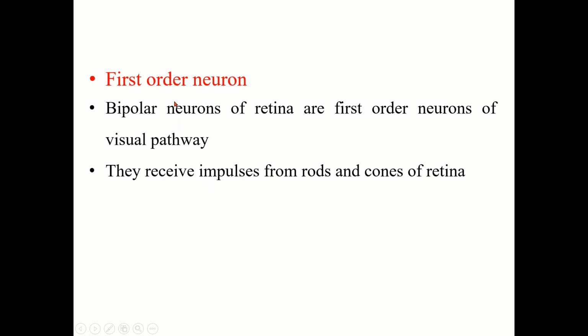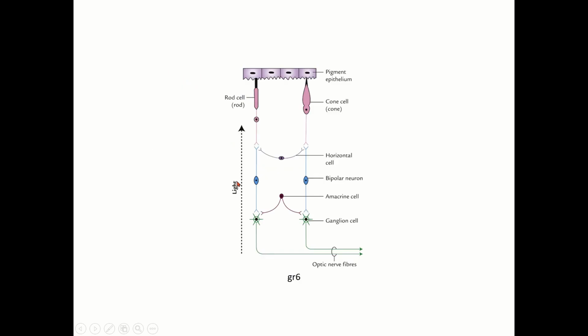So for any sensory pathway, there will be three orders of neurons. The first order neuron in the visual pathway is the bipolar neurons of the retina. You can see here, these are the bipolar neurons of the retina, which are the first order neurons of the visual pathway. They are receiving impulses from rods and cones. So rod cells and cone cells.